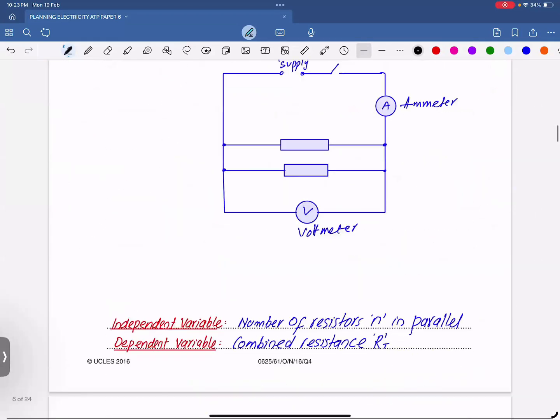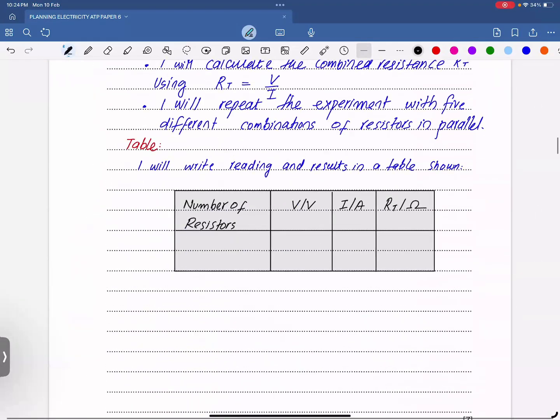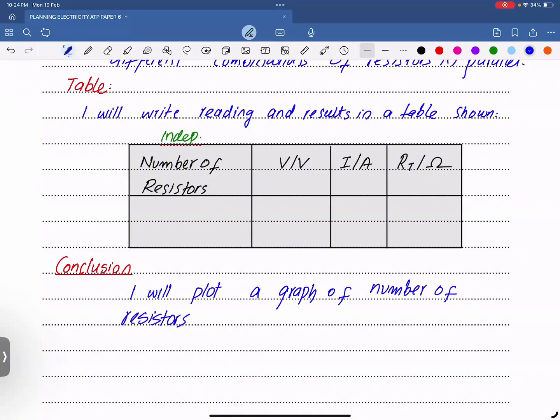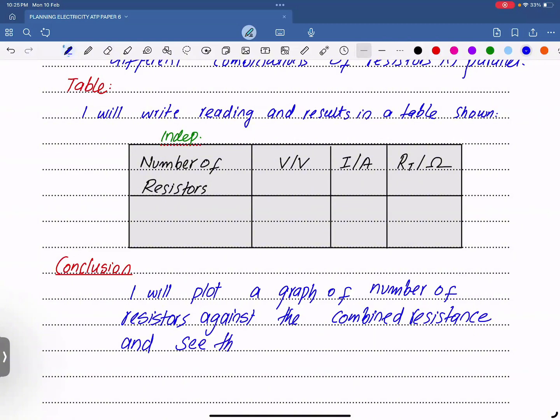After that, if they don't ask you something else, as I told you, always try to give a conclusion in the question. So write conclusion. Since your independent variable doesn't have continuous numbers, it's better to draw a bar graph, or you can use the number. So you will say, I will plot a graph of the number of resistors against the combined resistance and see the trend or draw the conclusion.